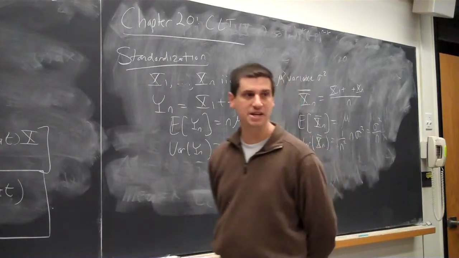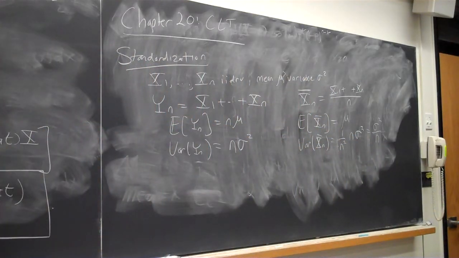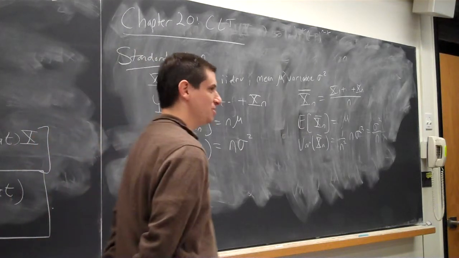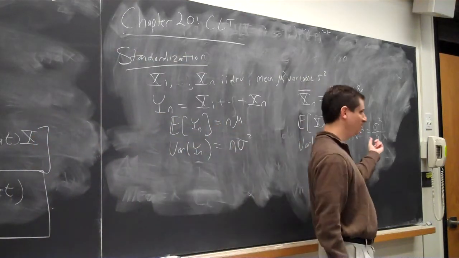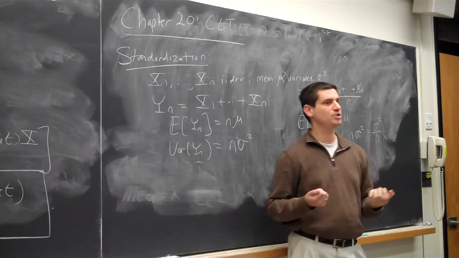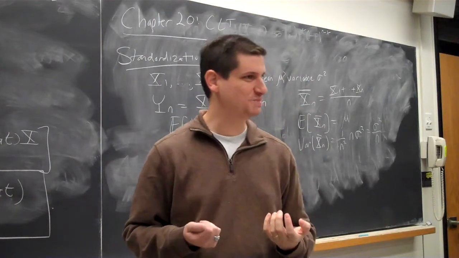The variance has n dependence. Are you happy with this? It's decreasing. So what does this mean as n gets really, really large? It goes to zero. So you're in the situation where you get more and more confident about the value. Is this bad?